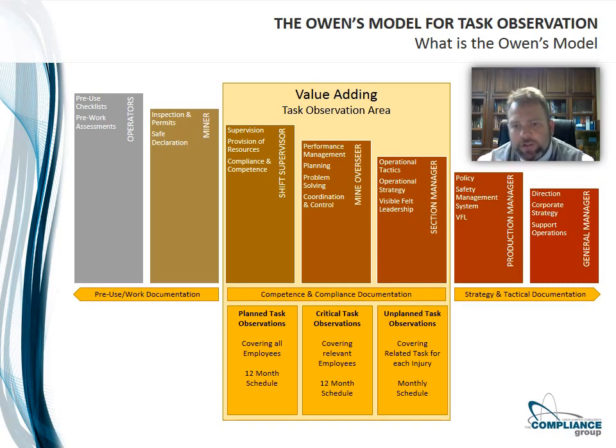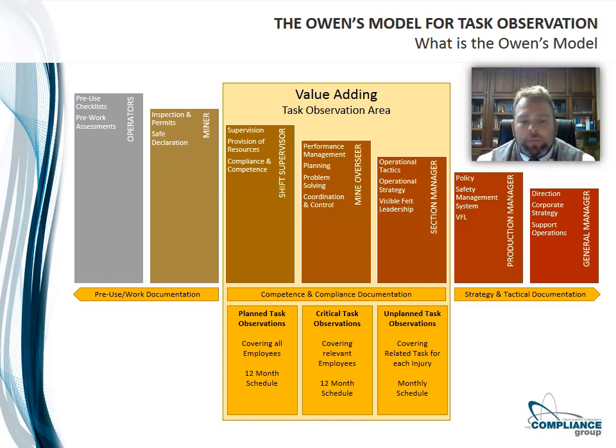When we move to the section manager, the shift supervisor has done the non-critical, the mine overseer has done the critical, so what's left for the section manager? The section manager only has unplanned task observations. This covers the related task for each injury on the previous month. If you had a winch-related injury in January, the section manager would plan to have task observations related to winch operations done in February. So yes, technically speaking, he would plan it for February, but it's not on a continuous schedule or a 12-month schedule. This is what the section manager will be busy with.